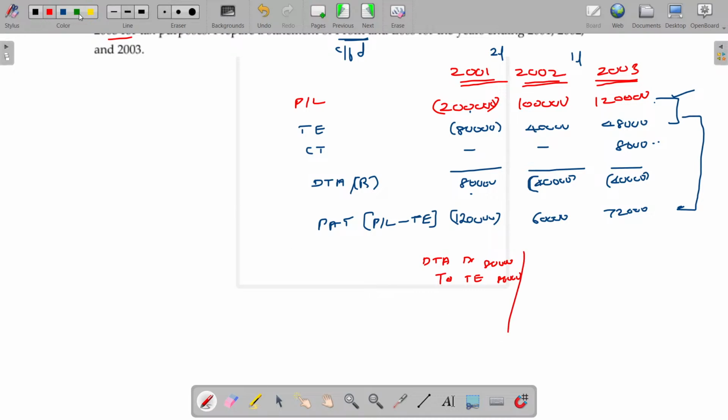Next year, tax expenses being how much? 40,000 rupees. Tax expenses. How much are you going to pay? Nothing, because it's a reversal of DTA.